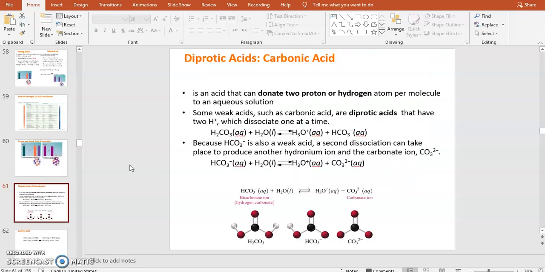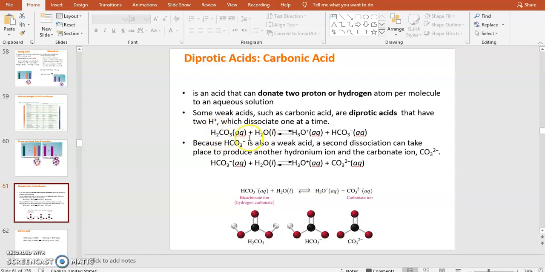Now the polyprotic acids. The polyprotic acids are those acids that donate 2 or more hydrogens, like you can see H2CO3. We call it a polyprotic acid. H2SO4, H3PO4, all of these are called polyprotic acids, because they give more than one hydrogen atom.